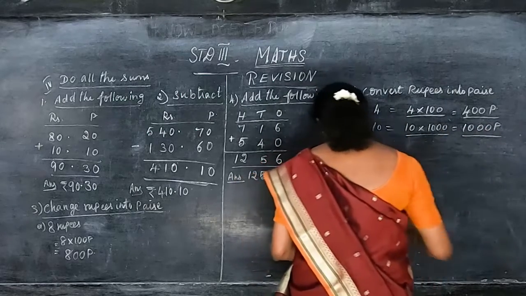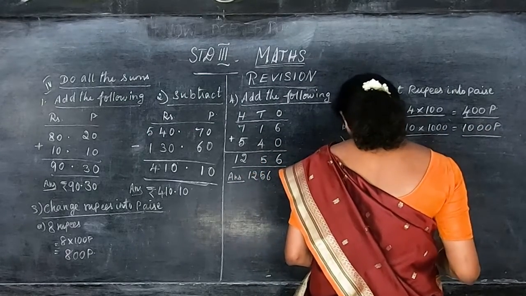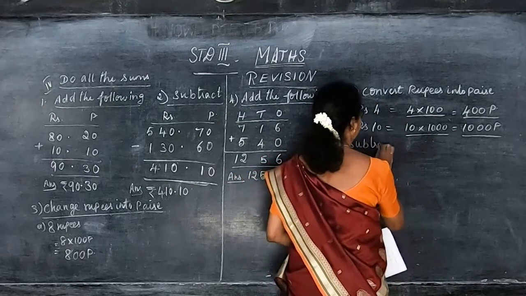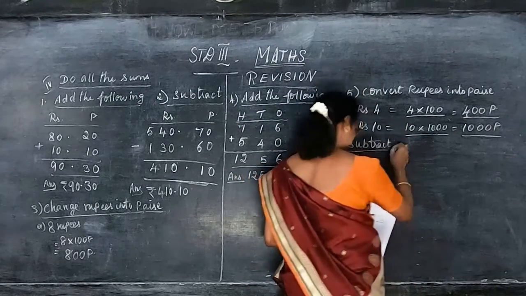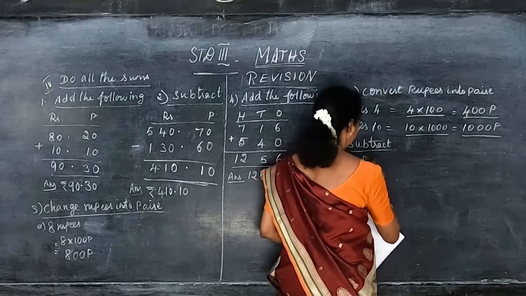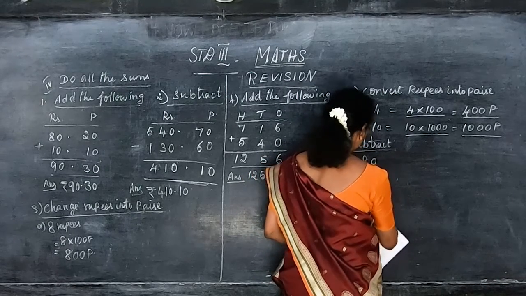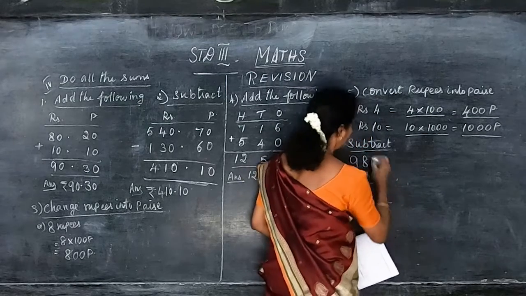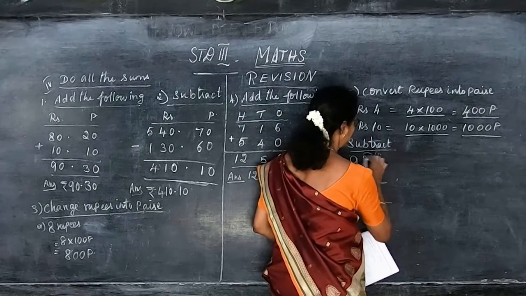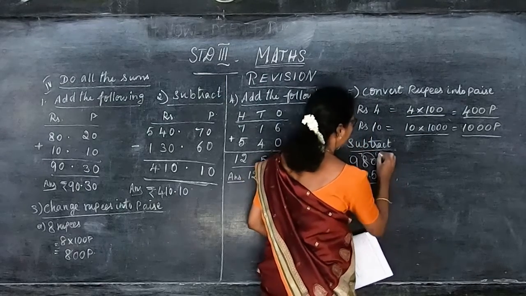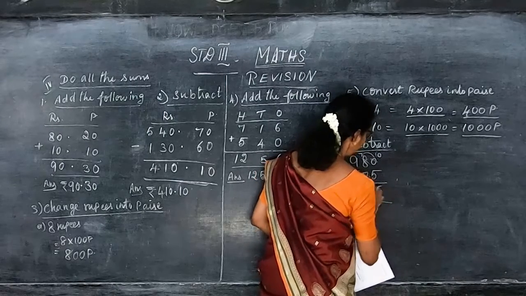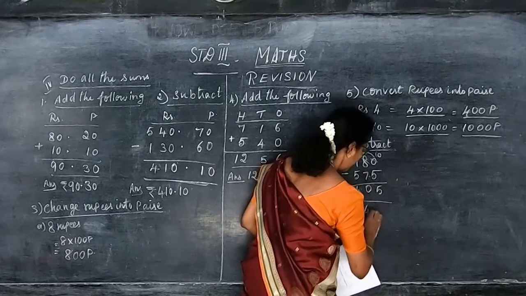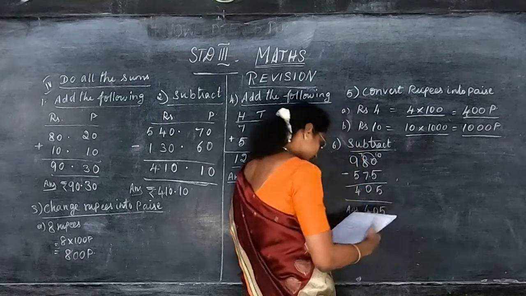Then sixth one, subtract. 980 minus 575. So 0 minus 5, it won't go here. So you borrow, this will become 10 and this will become 7. So 10 minus 5 is 5, 7 minus 7 is 0, 9 minus 5 is 4. So answer is 405. Okay.